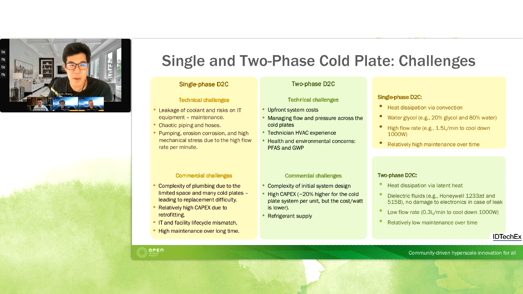High mechanical stress due to the high flow rate per minute. Just to give you some numbers, if you want to cool down a chip with a TDP of 1,000 watts, then typically you're looking at somewhere between 1.5 and 2 liters per minute. This results in significant pressure on the quick disconnect, which is a huge challenge that people have to consider when designing the server racks and data center, with many cold plates, which leads to replacement difficulty and also relatively high capital cost.